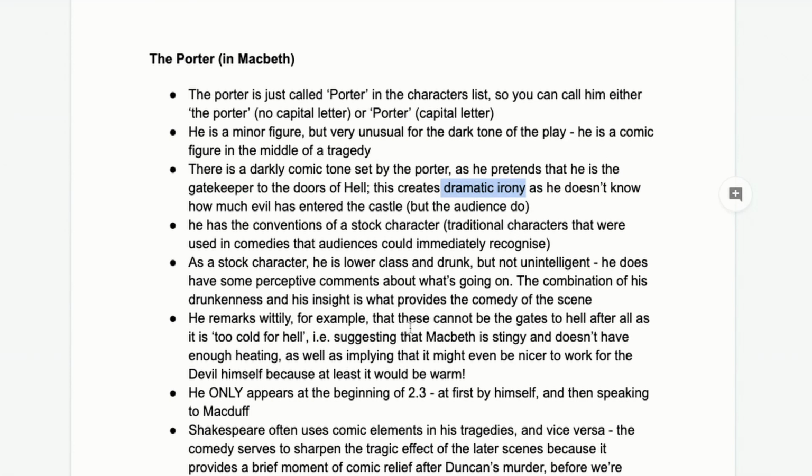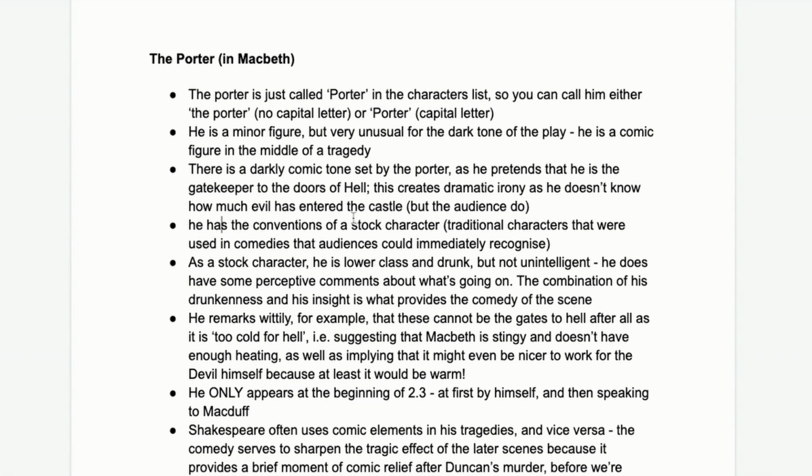So you've got this dramatic irony, and he doesn't really know how much evil has entered the castle, but the audience do, and he's sort of subconsciously maybe picking up on that because he's talking about this metaphor of these doors to the castle being the doors to hell.